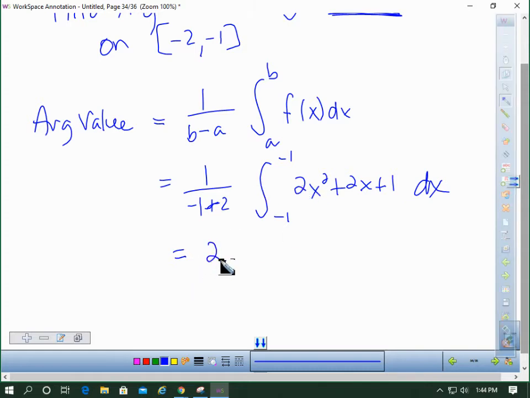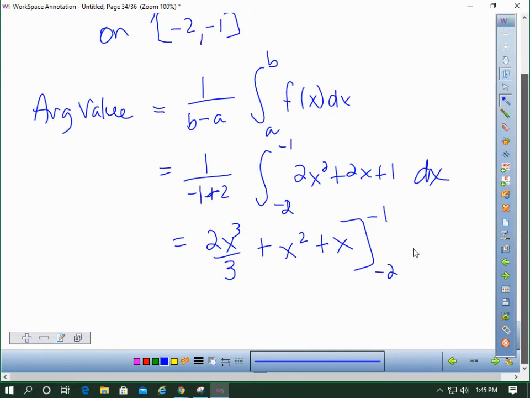So this will be 2x cubed over 3, because that's the antiderivative of that, plus 2x squared over 2, which is just x squared, plus x. And I don't need the plus c because I'm evaluating from -2 to -1. All right? So my coefficient, the 1 over b minus a, ended up being 1 over positive 1, so that ended up canceling. Doesn't happen too often, but that's nice that it did.